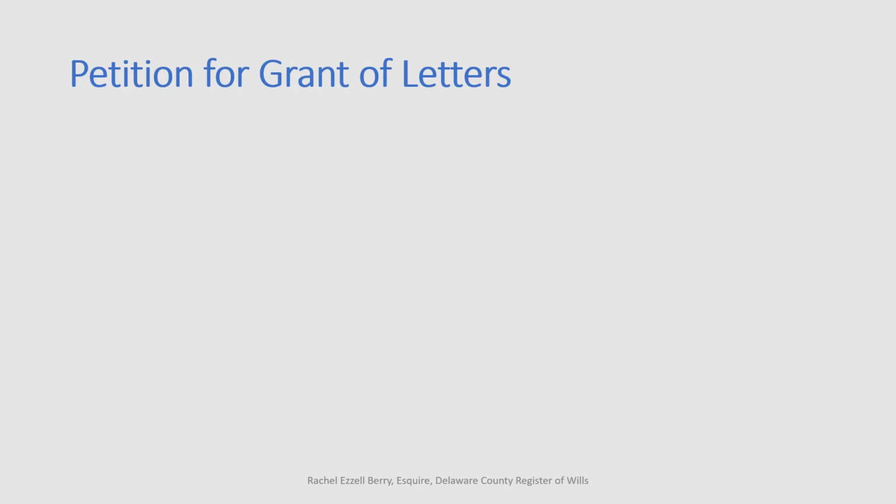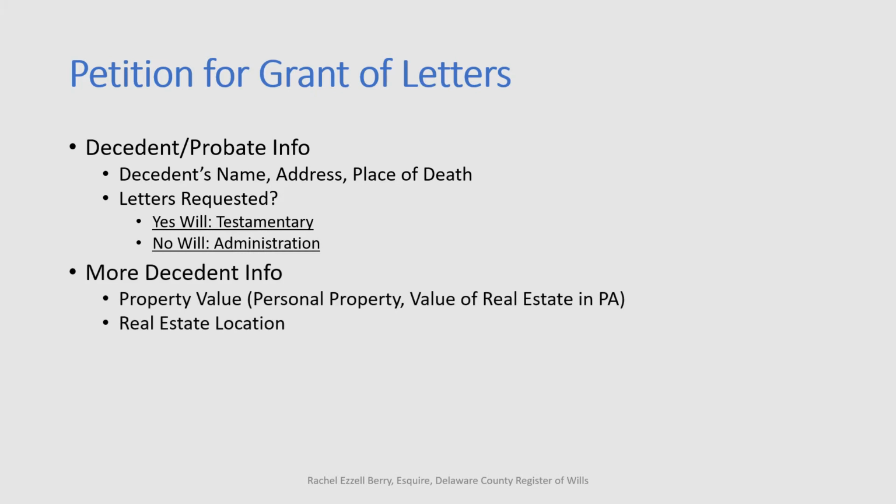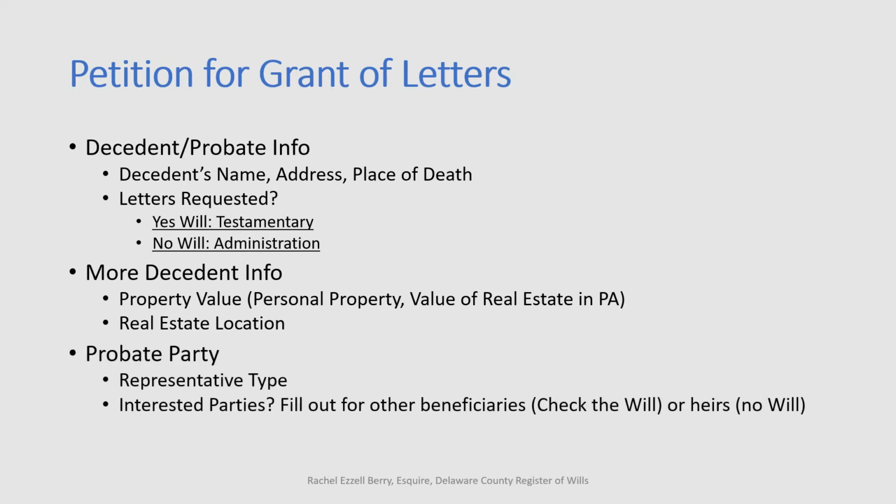for grant of letters. I'm going to talk for a minute about the information that we will be submitting online and then walk you through the steps of how to do that. The first information we'll be submitting online is information about the person who passed away, specifically that person's name, address, and place of death, as well as the type of letters requested. We'll also input information about the decedent's property value, meaning the estimated value of the personal property from the person who passed away, as well as the value and location of any real estate. We'll also input information about the person who will be serving as the personal representative, as well as any other interested parties. Finally, we'll also put in information about the attorney, if any.